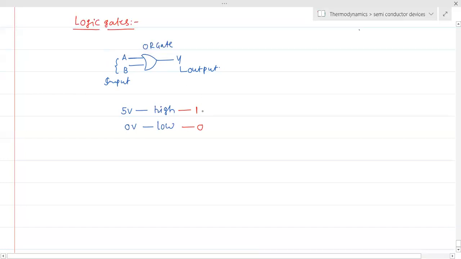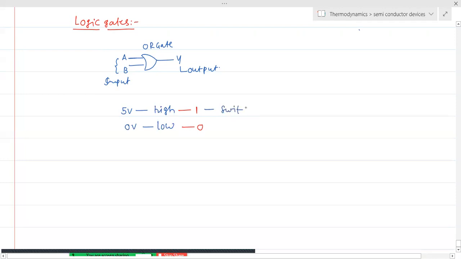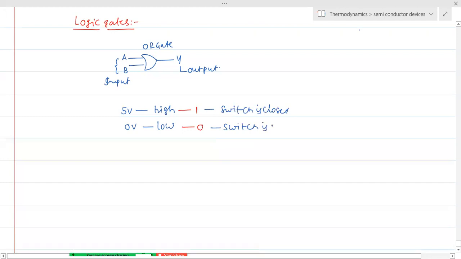Or we can also understand it in different circuits. Suppose you have a switch in the circuit. If the switch is closed, we call it 1, and if the switch is open, we call it 0. So generally, we will take these values, 5 volts or 0 volts, that is 1 and 0, for A as well as B, and slowly we will understand what the output will be.